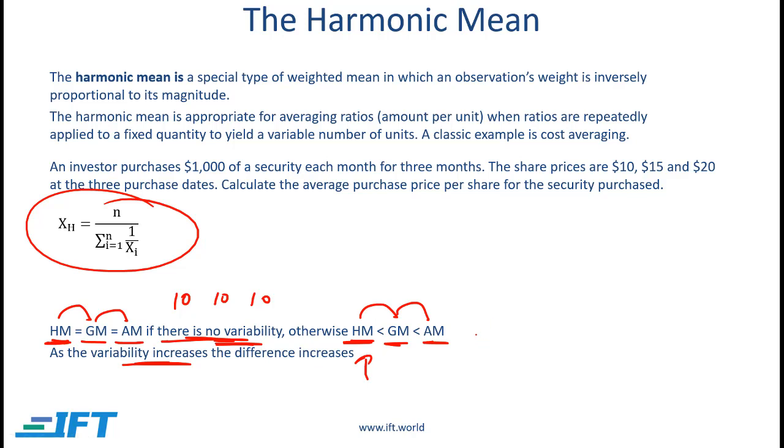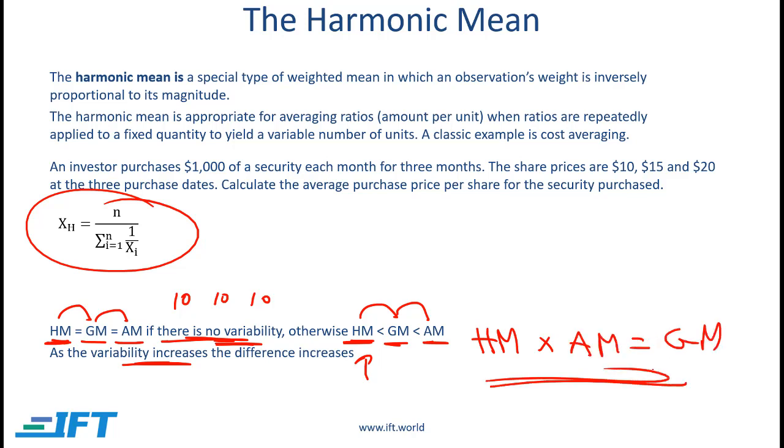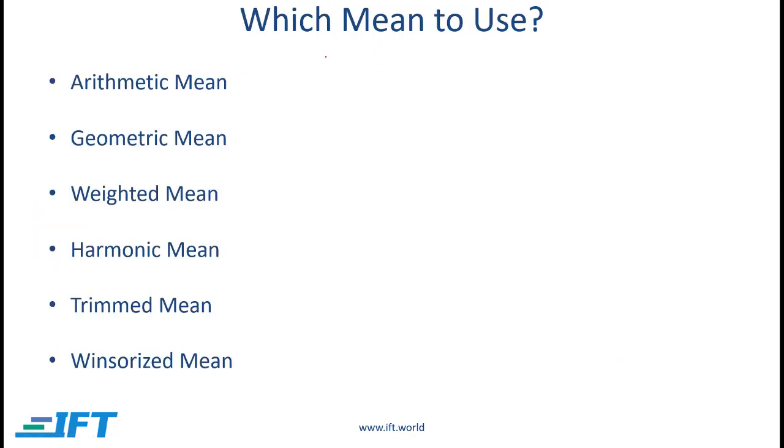Now, the curriculum in passing just mentions that the relationship between these three is more specific in that the harmonic mean times the arithmetic mean is equal to the geometric mean. I think this is just given as a point of interest. I don't think that you are likely to be tested on this particular relationship. What is much more important, though, is for you to understand which mean to use in what circumstances.